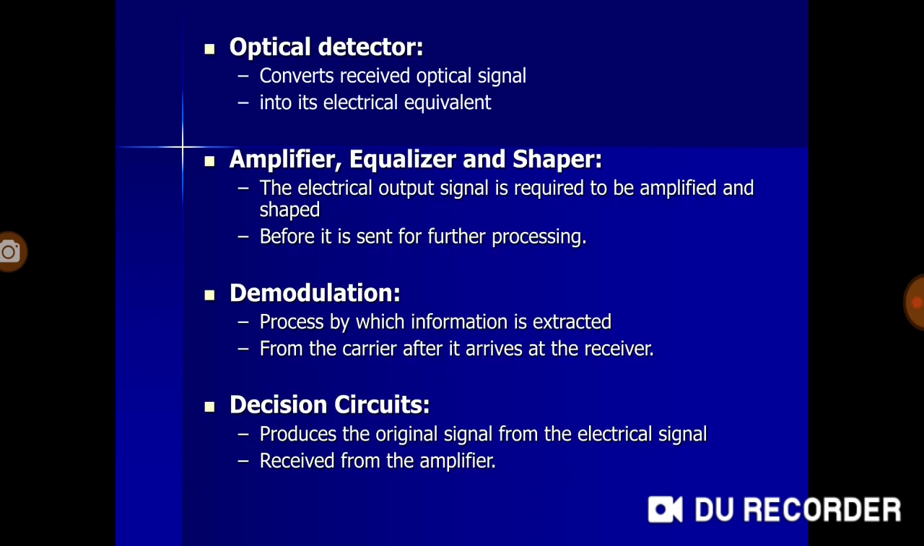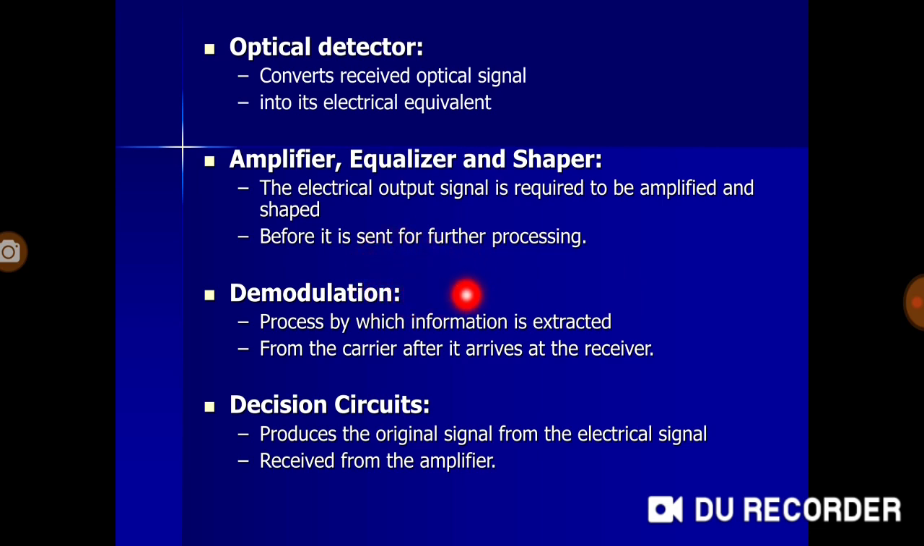So what does it do? The name suggests, obviously, amplify, equalize and shape. That is, the electrical output signal is required to be amplified because it is usually weak, or after traveling a certain distance, and shaped because it may get distorted, so it has to be shaped again. The equalizer is basically for noise cancellation and all that.